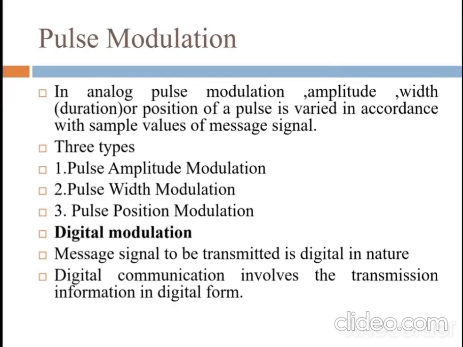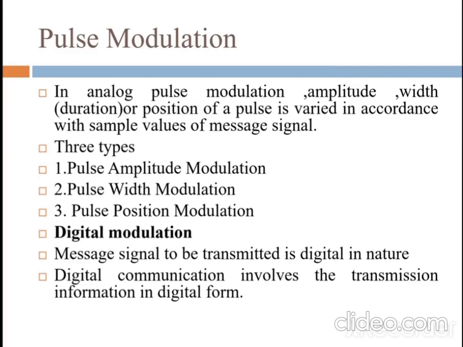In analog pulse modulation, the amplitude, width (otherwise duration) or position of the pulse is varied in accordance with the sample value of the message signal. So again, what changes in analog pulse modulation? Amplitude, width, otherwise position of the pulse is varied in accordance with the sample of the message signal. The three types of analog pulse modulation are pulse amplitude modulation, pulse width modulation, and pulse position modulation.